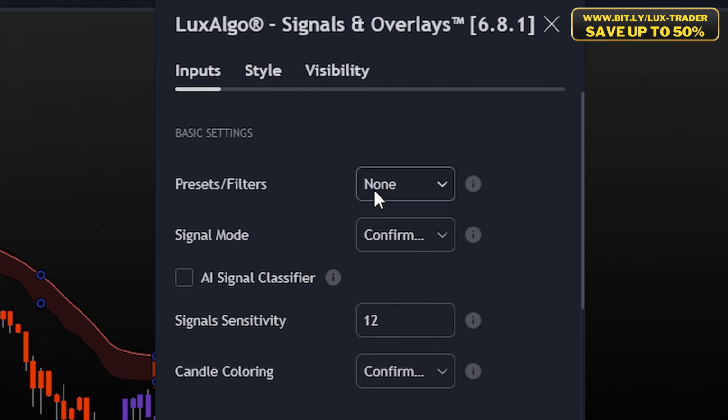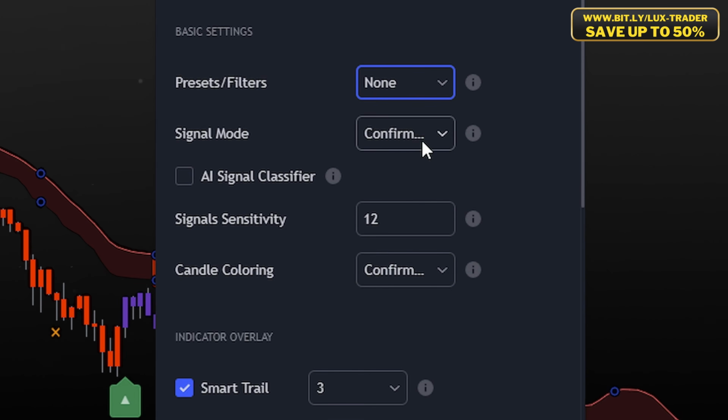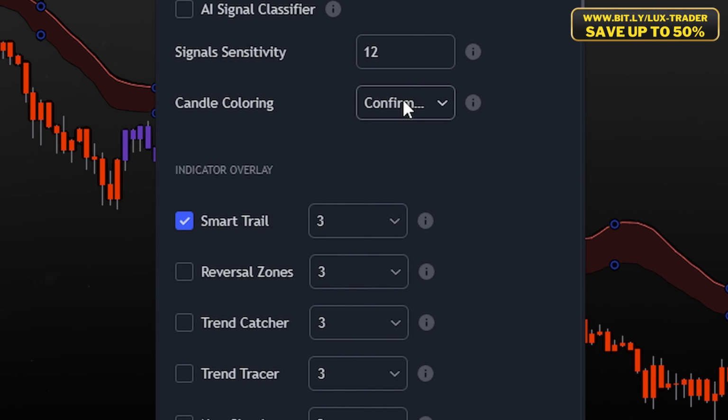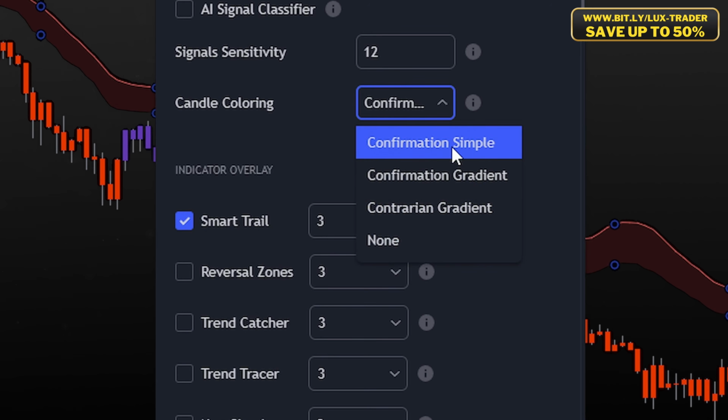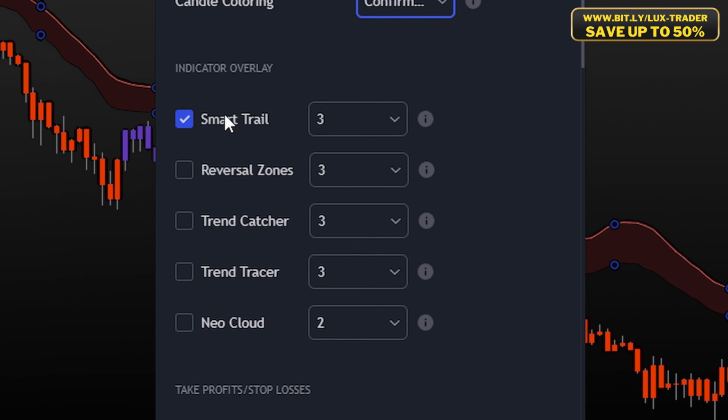First, for the presets and filters, we want to use None. Next, for the signal mode, also select None and make sure the AI signal classifier is disabled. We can leave the signal sensitivity at its default setting. Then, for the candle coloring, we are going to use Confirmation Simple. Note that we don't need candle coloring for this strategy, so it's just a preference if you want to enable this option. Moving on, we don't need the Smart Trail, so make sure to uncheck this box.